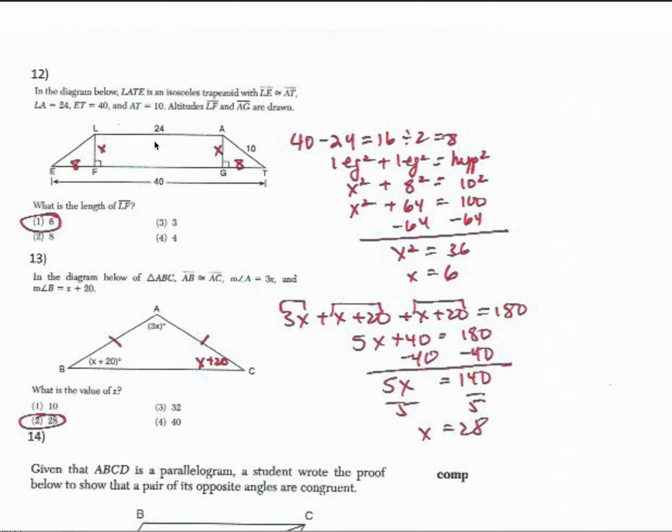So here's the deal. If AL is 24 and ET is 40, then 40 minus 24 is 16, and then I cut that in half and I get 8 and 8.